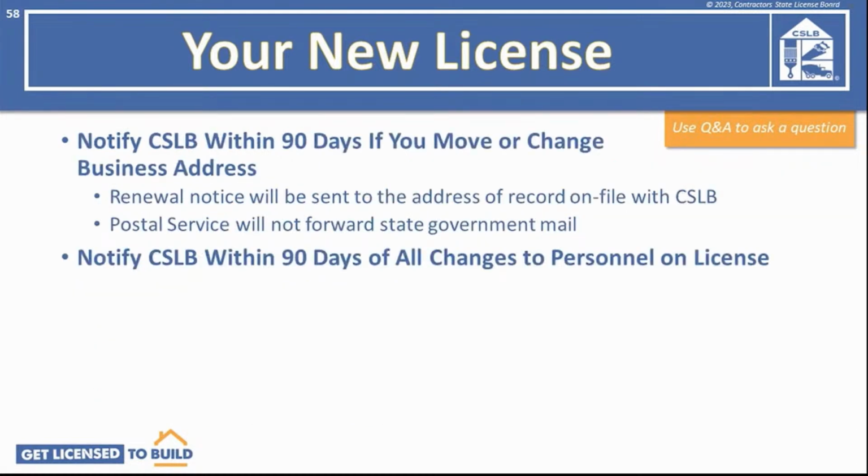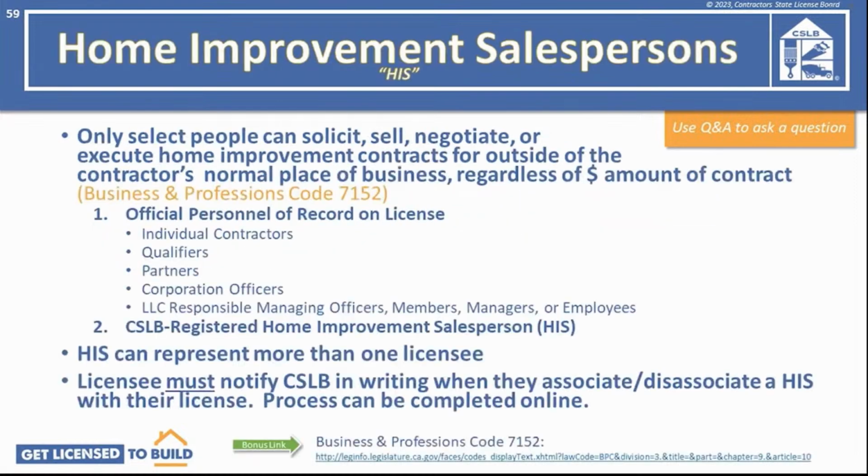Here are a couple of other important deadlines to keep in mind. First, notify CSLB within 90 days if you move or change your business address. Your renewal notice will be sent to the address of record that we have on file. If you're not at that address anymore, you're probably not going to get it. Plus, the Postal Service will not forward state government mail. Finally, notify CSLB within 90 days of all changes to personnel on your license, especially when it involves the qualifier of the license. Once you get your license and get to work, you might want to hire someone as a salesperson to solicit, sell, and negotiate home improvement contracts on your behalf outside of your place of business.